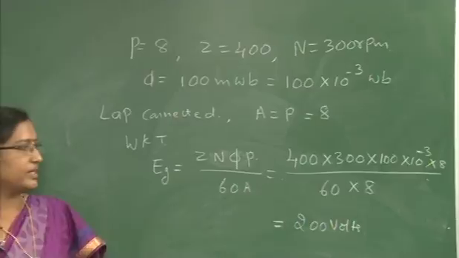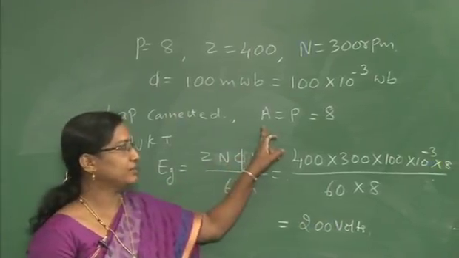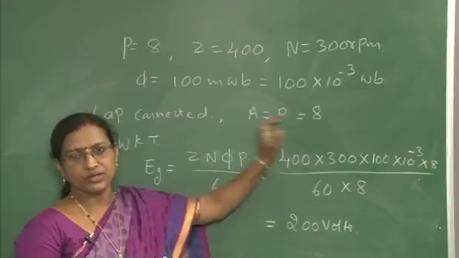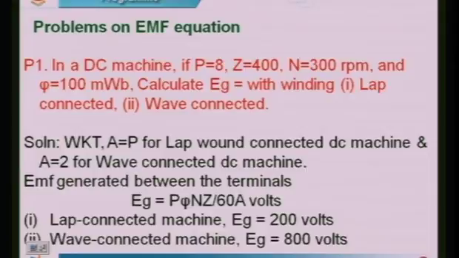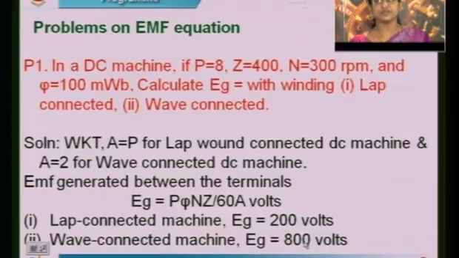Similarly, for wave connected, you substitute A is equal to 2. You observe the values: for lap connected you are getting 200 volts, for wave connected you are getting 800 volts for the same values specified here. In this itself you can observe that the wave connected machine is used for high voltage applications, and the lap connected machine is used for low voltage applications. So, this is what you can observe on this.